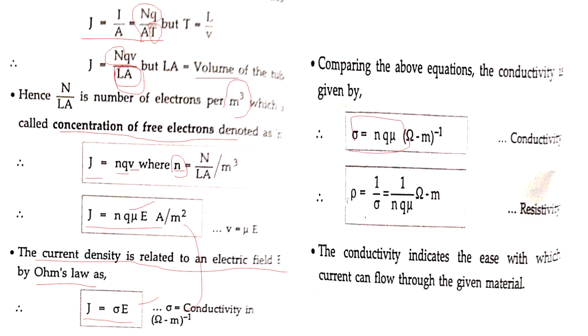And we have the general expression for resistivity. Rho is the resistivity, which is the reciprocal of conductivity. So if I substitute the conductivity equation here, you will get the equation for resistivity, that is equal to 1 by n Q mu. Right? Thank you.